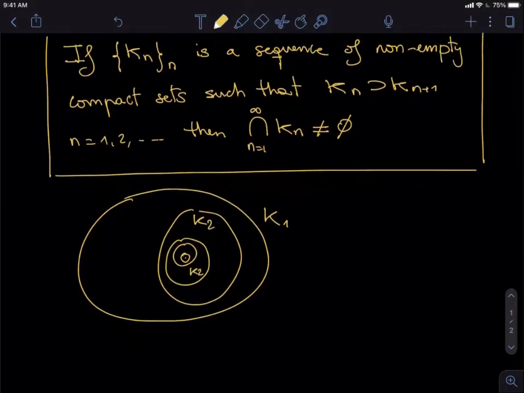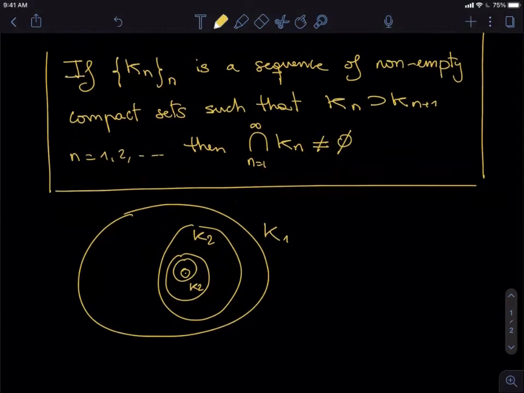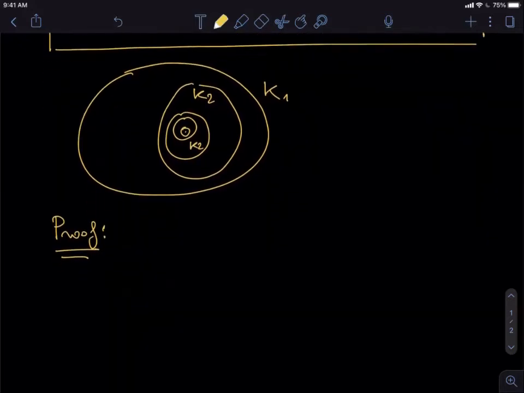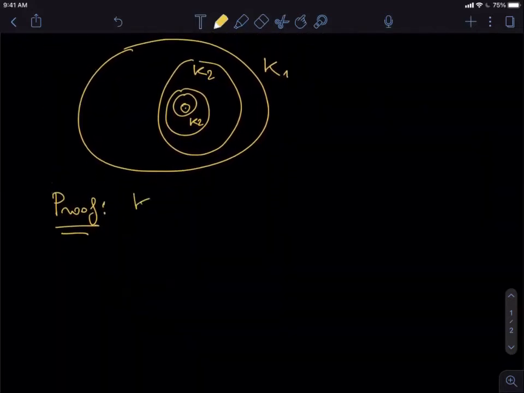So how to prove this? Notice here, we have three hypotheses. The sets are non-empty, they are compact, and they are nested. So we have to use all three. Proof. To be clear, let's write it here. K1 is the largest, and we have that K1 contains K2, contains K3, and so on.